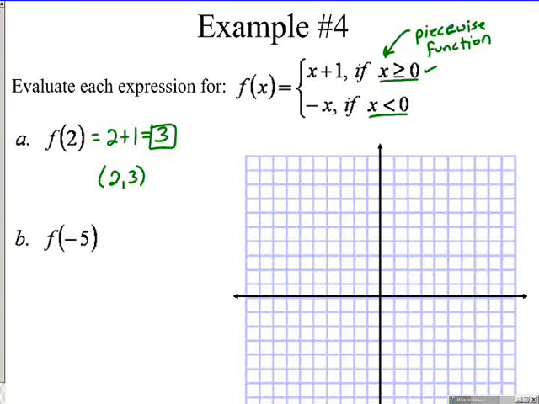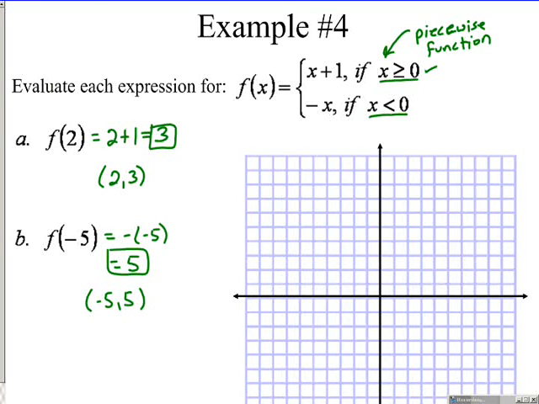Second piece. Negative 5, I'm going to plug into the bottom piece this time because negative 5 is less than 0. So we have the opposite of negative 5, which is 5, which means we're going to have an ordered pair at negative 5, 5.